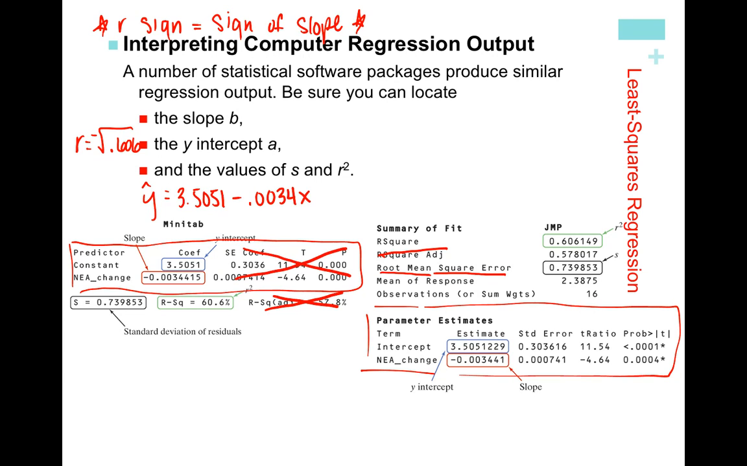Again, we're just focusing on that first column for right now. It's in the same order of intercept on top and slope on the bottom. It's even a little bit clearer in this program. It tells you intercept is equal to 3.505. And then again, your slope is next to your x variable, which is how it appears in the equation. Again, we're not using any of this at this point in time.